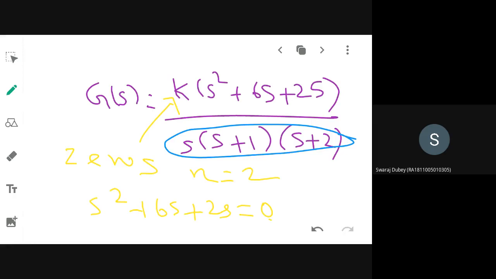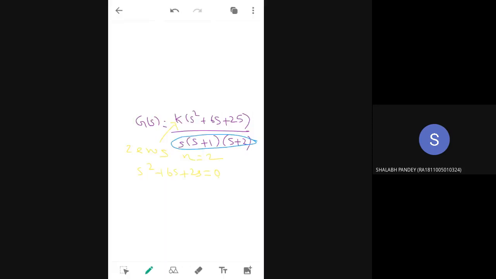Okay, now these are the roots: minus 3 plus or minus j4. Now all of you locate them on your graph sheet. I will click a picture of this graph also and show it. And the equation is s square plus 6s plus 25.